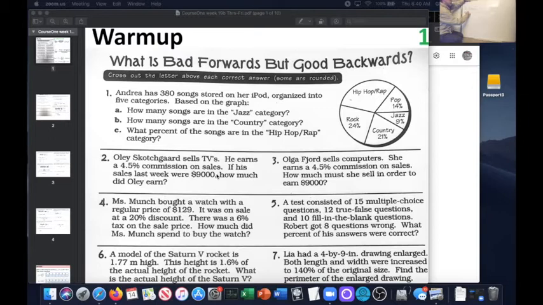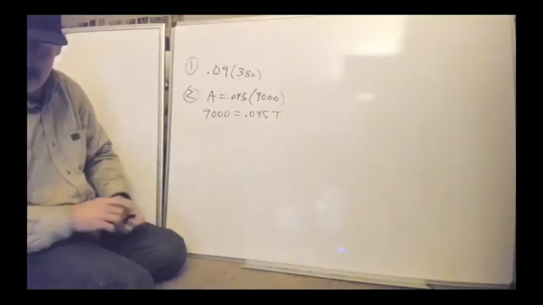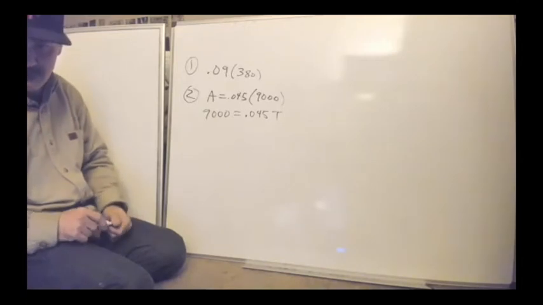When the 9,000 means the amount of sales, that's the total, so you multiply by the percent. When the 9,000 is the amount, you're looking for the total, so you would divide by the percent. Okay, so this would be those two problems.